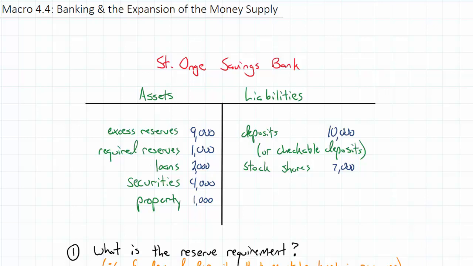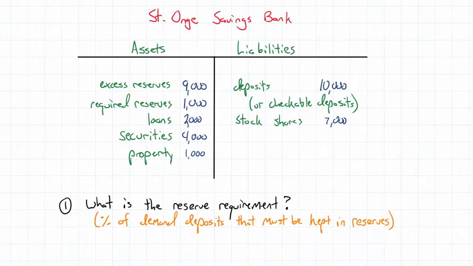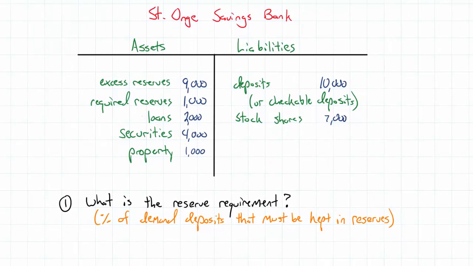Okay, in this video, we're going to talk about lesson 4.4, which covers banking and the expansion of money supply. What I've got here is a basic T-chart, and you're going to see a T-chart for each bank. On one side of your T-chart will be assets, and the other side will be liabilities. And really quickly, assets will be money that the bank has.